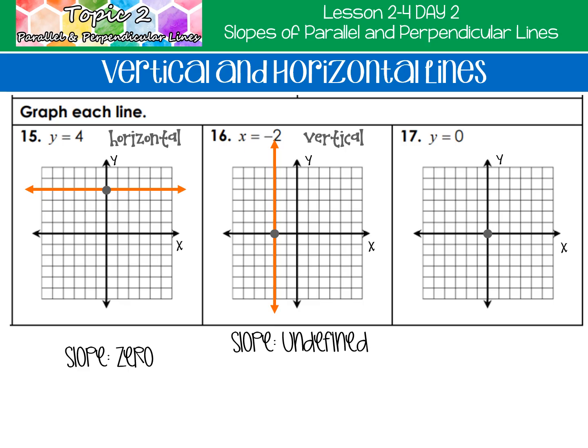Y equals 0. So that's a horizontal line. The slope is 0. Remember, y equals 0 is the intercept on the y-axis, and it's going to be a horizontal line. So that's our graph.